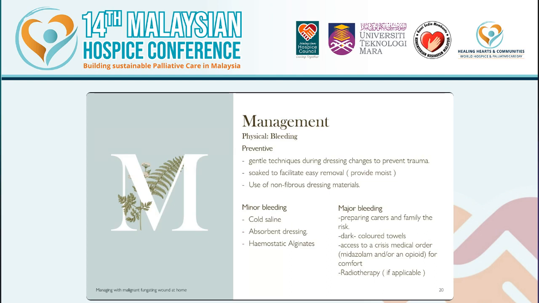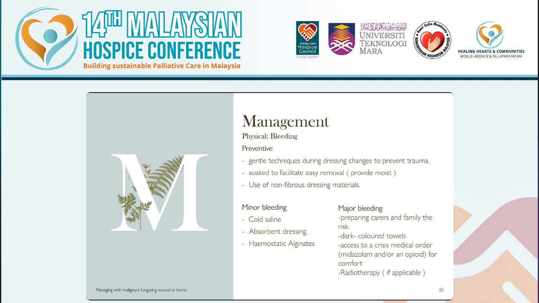For major bleeding, management is all about proactive interventions. Like I said earlier, if we know that the wound area is near a big artery like the carotid or femoral artery, we should educate the family member and the patient about the risk of massive bleeding. We can also advise them to prepare dark colored towels so that if it happens, the patient won't be too panicky looking at the fresh blood, and the family member will not be traumatized by the fresh blood as well.